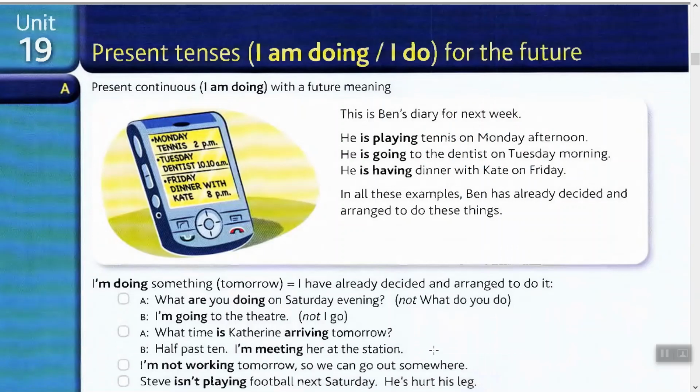Today we are going to talk about unit number 19, present tenses. Okay, I'm doing and I do for the future. Remember, we talked about present simple tense and present continuous. Today we have another use for these two tenses. We have two additional uses for these two tenses.